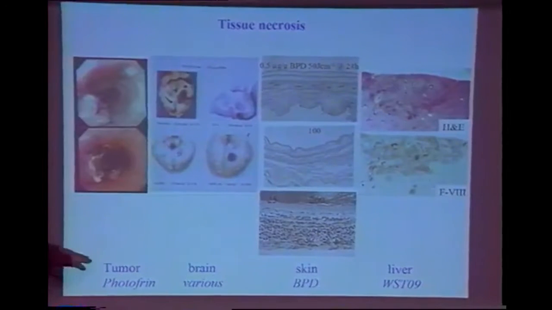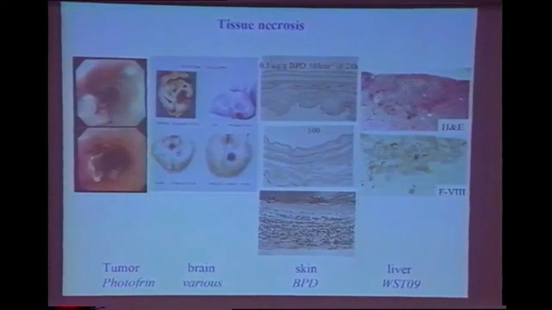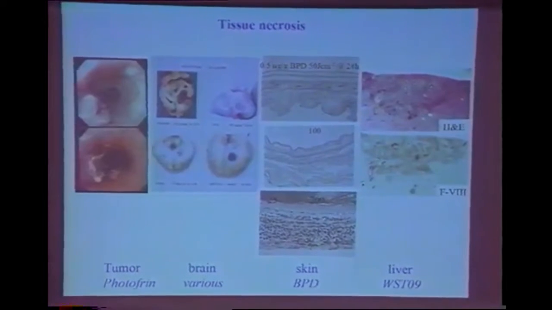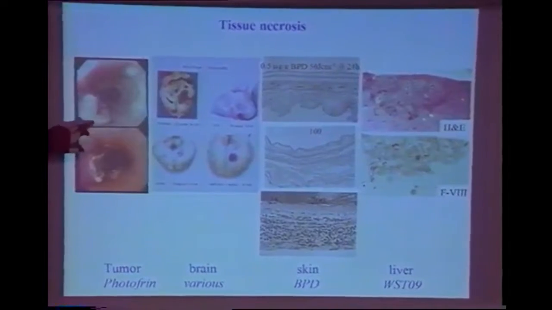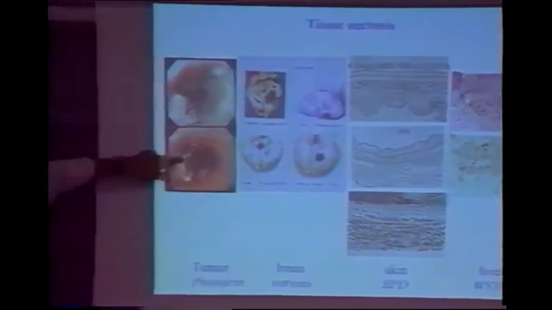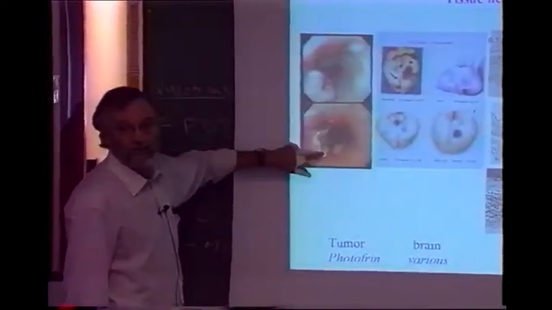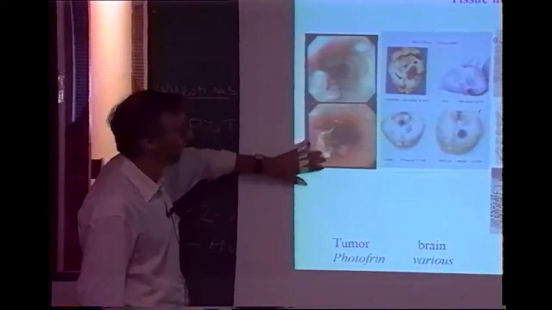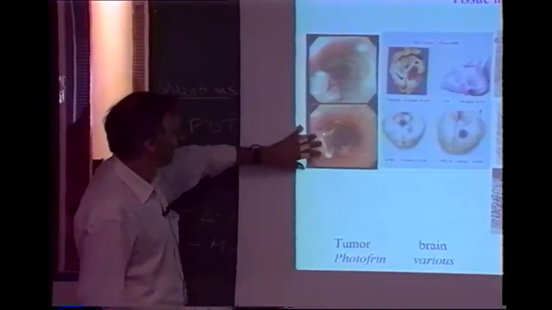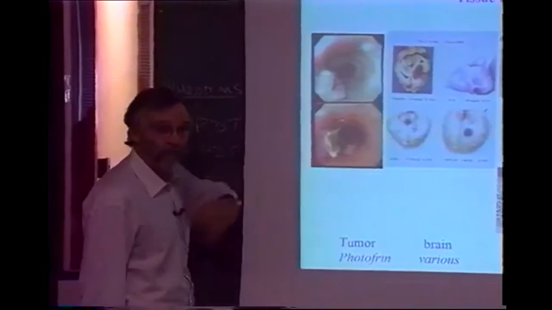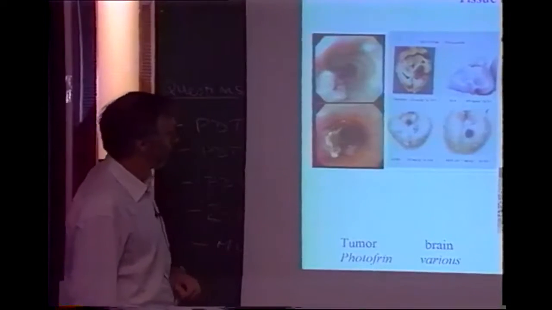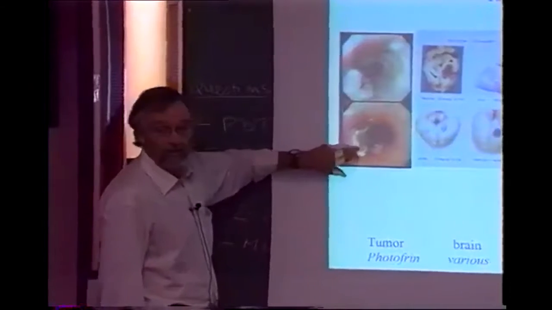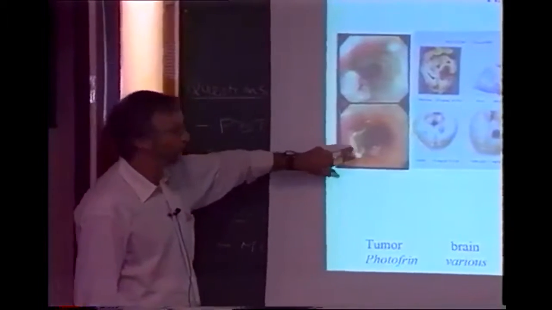So in this case here is a tumor. This is a tumor in the esophagus, treated with Photofrin. So we see the large tumor before treatment, and then this is 1 or 2 days after treatment. And you see essentially you cause necrosis throughout this whole volume, and then within a few days this comes off and the tissue heals.